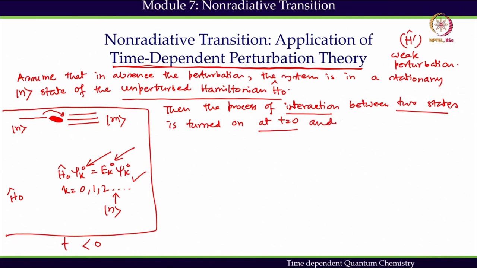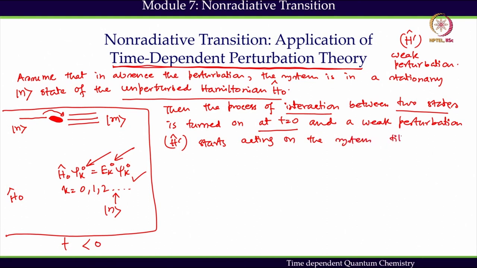and a weak perturbation, which is represented by this, starts acting on the system until t equals t 1. So within this interval, 0 to t 1 interval, this interaction process will be acting. And during this 0 to t 1 time, the system is time evolving as a function of time, because they are coupled now.